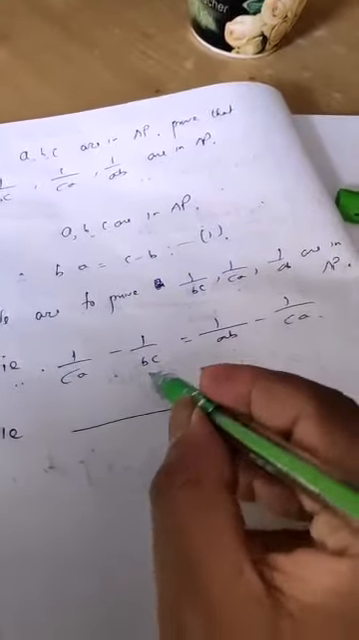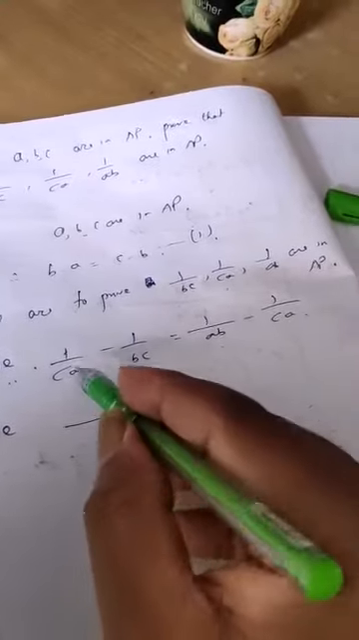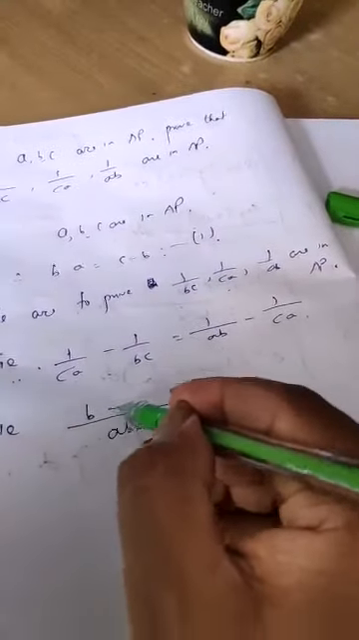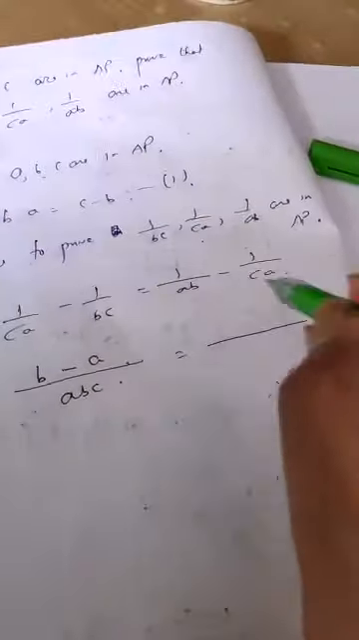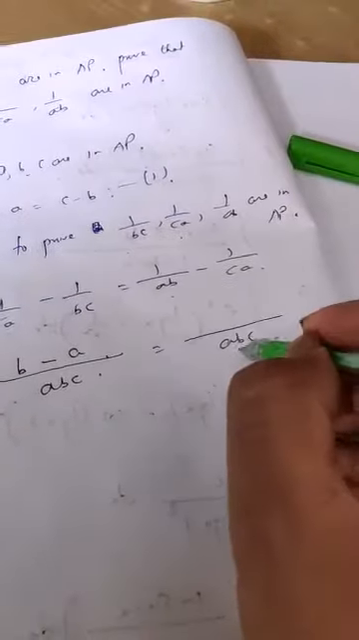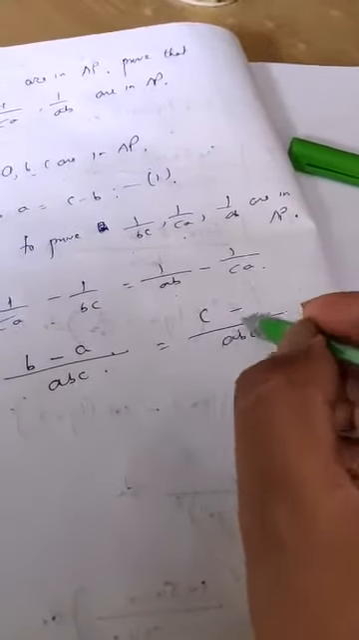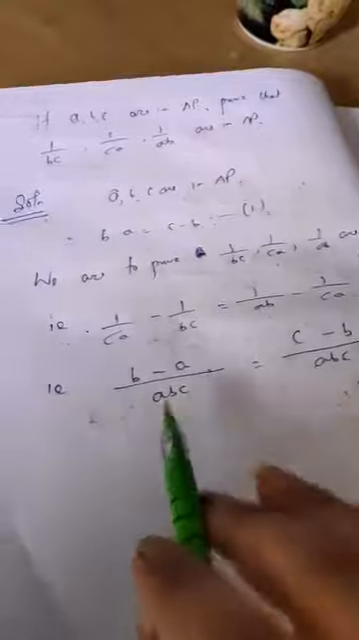Next, take LCM. LCM is ABC. CA cancel, what is left is B. BC cancel, what is left is A. So B minus A by ABC. This side also take LCM, ABC. AB cancel, C. CA cancel, B. We have to prove this.